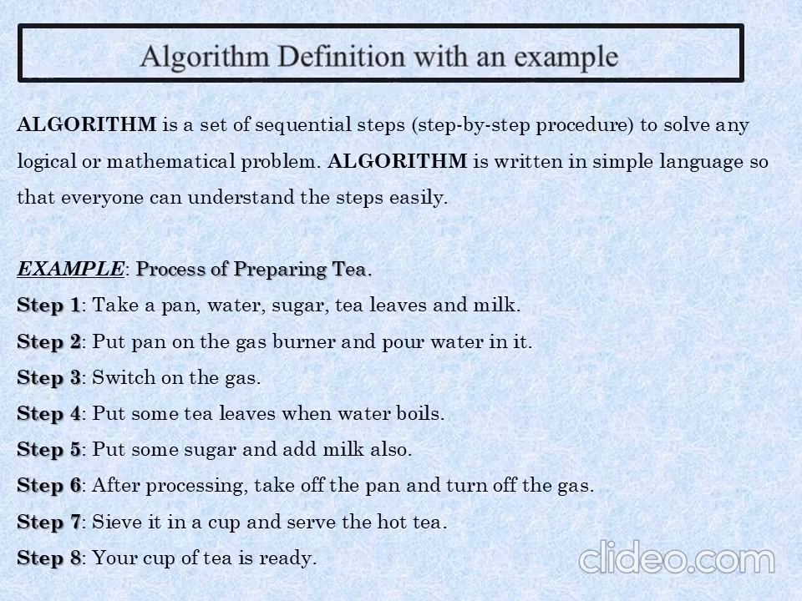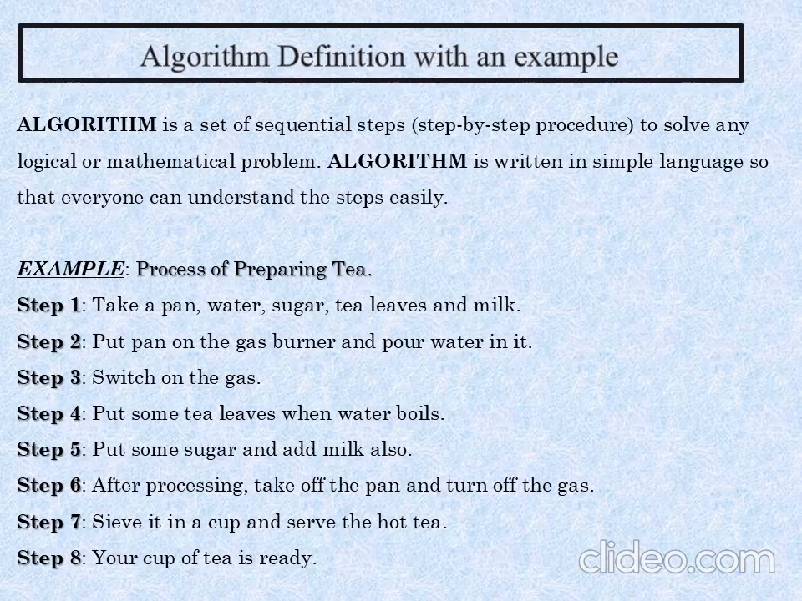We will take off the pan. What is step number 6? After the processing, we'll take off the pan and turn off the gas. The next step, we need to sieve it. Yes, we need to sieve the leaves and everything. All the leaves will be left inside the sieve, right? So what will be our step 7? Sieve it into a cup and serve the hot tea.